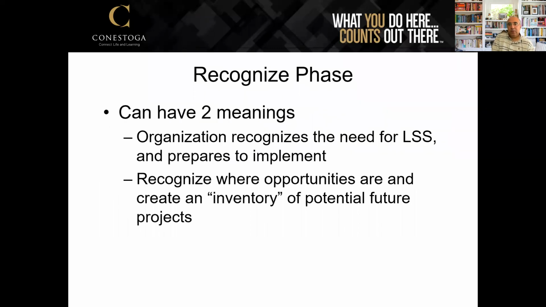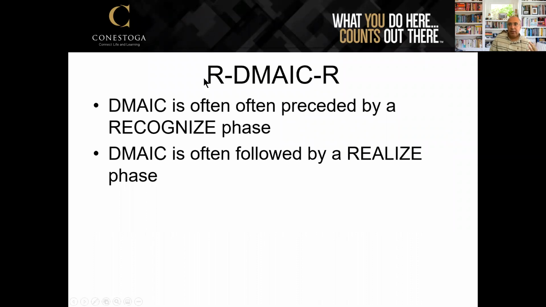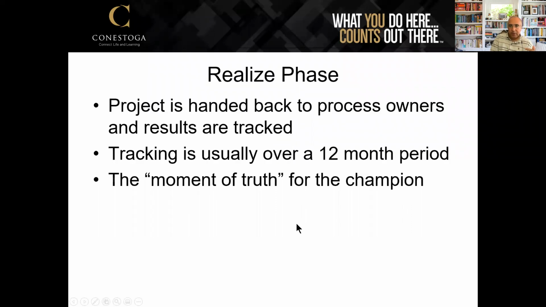And then the realize phase. So we said there's R and R. There's a recognize phase at the start, and there's a realize phase at the end. Once you do the control at the end, then there's a realize phase. The project is handed back to the process owners, and the results are tracked. So you are going to give your final improvement. Let's suppose you change the process, and now defects have gone down from 13% to 7%. Now you give the process owners, that is the production people, the quality people, the maintenance people, instructions on how to run the process so that they keep the defects at a low rate.